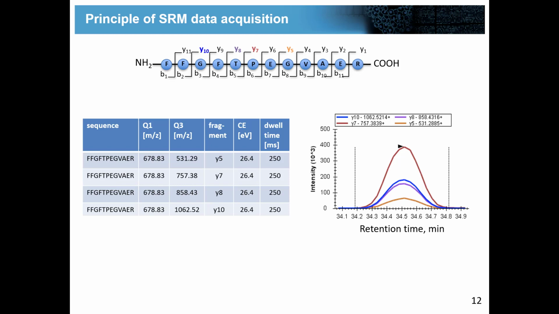Yeah? So if you have a peptide where you know that the abundance is very low, and you want to have a greater accumulation time, could you have different dwell times? Exactly. This is definitely possible for, I think, all mass spectrometer vendors. You can use different dwell times for different transitions. You can use different collision energies.